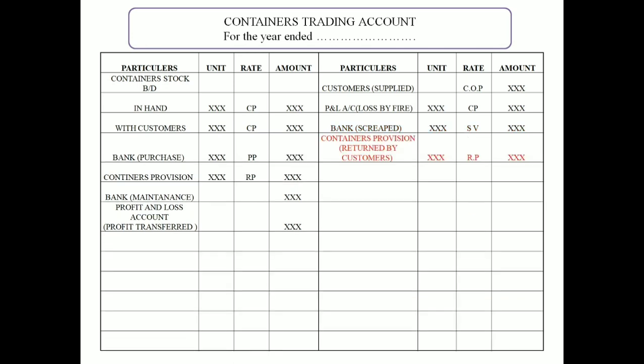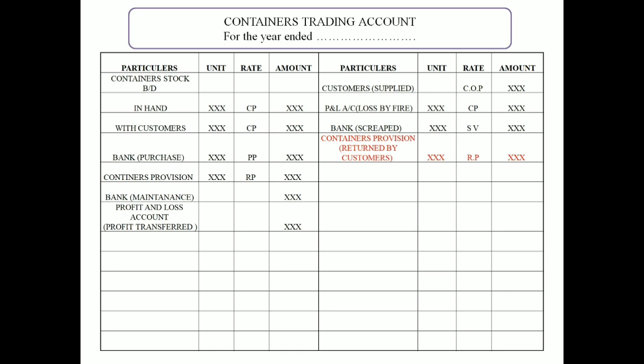And another one is the containers provision, that is returned by the customers. Containers returned by the customers, and if some containers are returned by the customers, you have to assess the value on the basis of RP, that is called a returnable price.